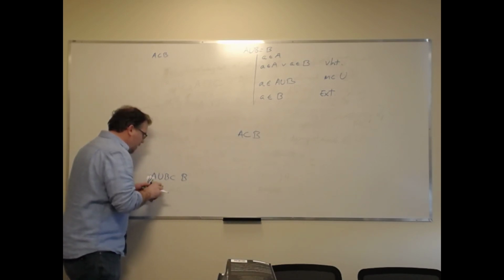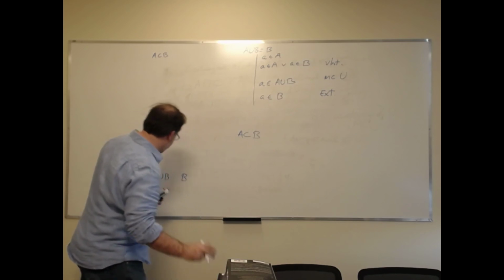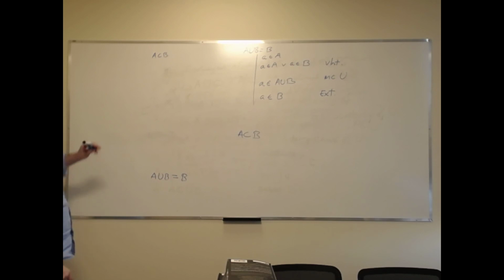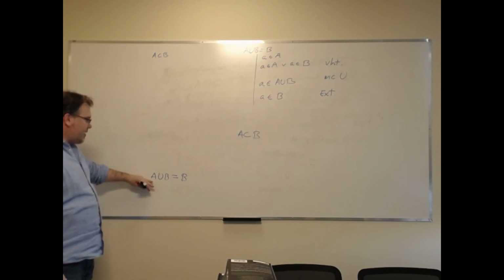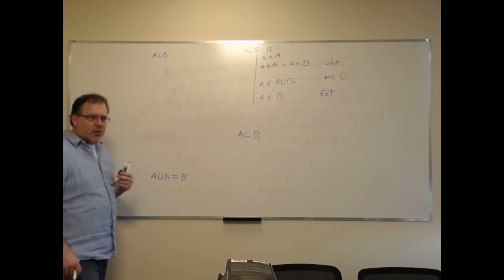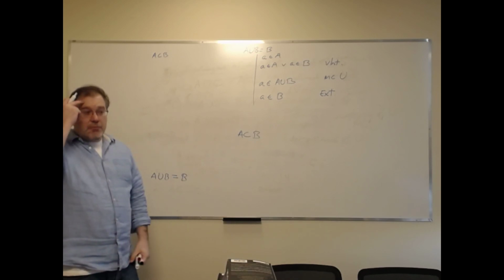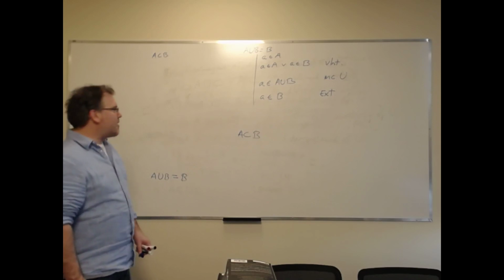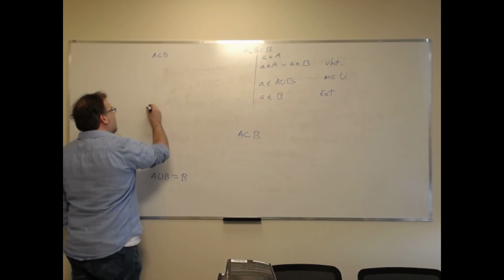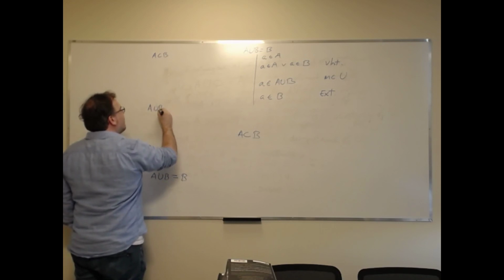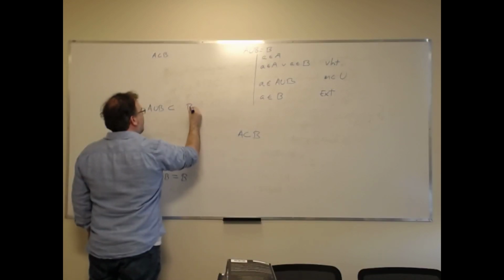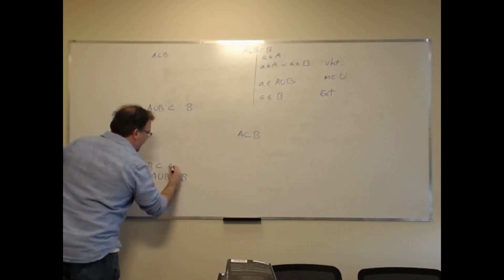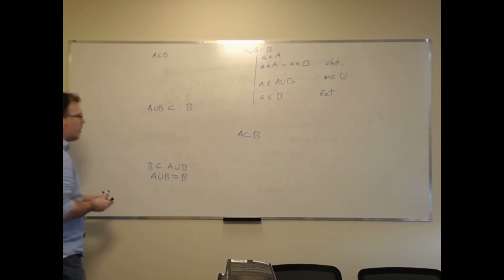Let's subset. All right. So we look at our thing. Our conclusion says that this is equal to this. So our first reaction should be to think, hey, I'm going to use the anti-symmetry of subsets in order to get there. So I'm first going to show that A union B is a subset of B. And then I'm going to show that B is a subset of A union B. Two parts.